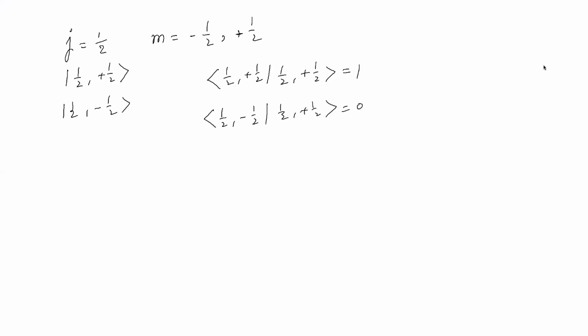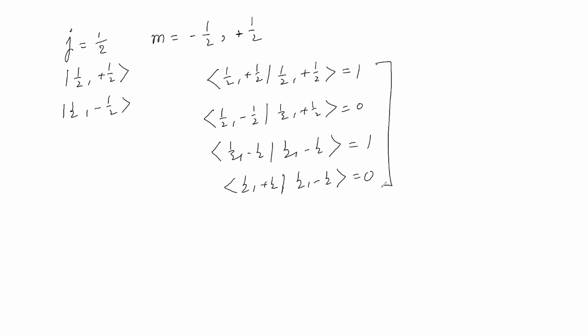And similarly, if I talk about half minus half with half minus half, this value will be 1, and the orthogonal state half plus half with half minus half will be equal to 0. Is it not? Now, if I ask you the question, what will be J square on half plus half? What will be your answer?